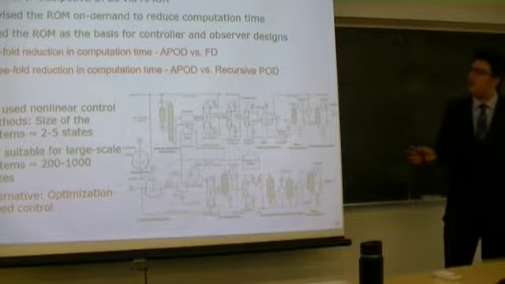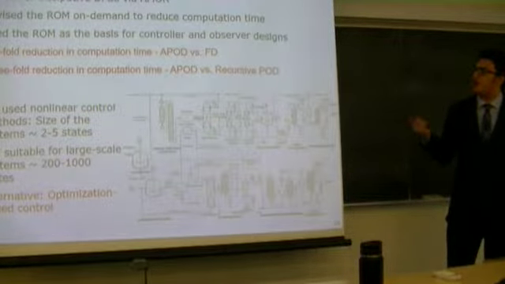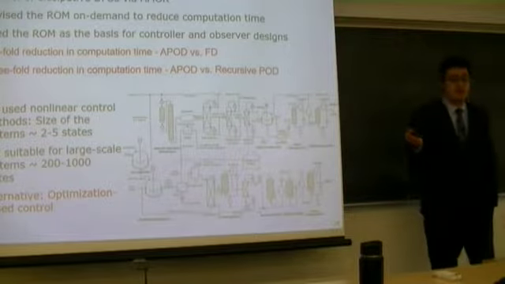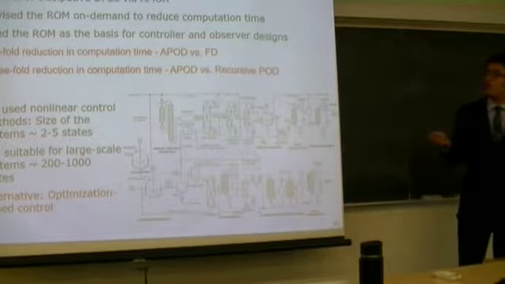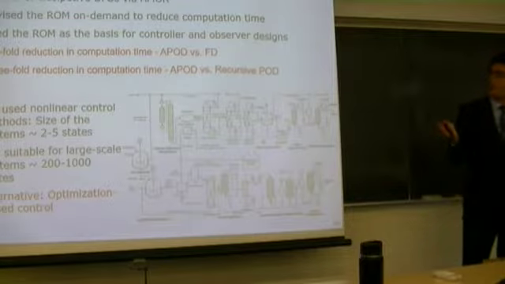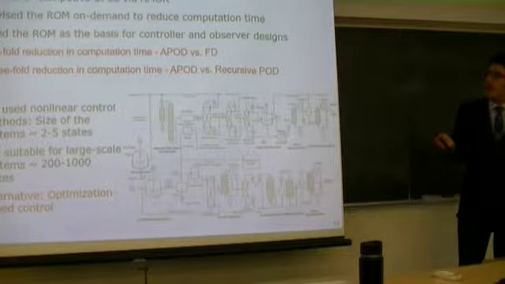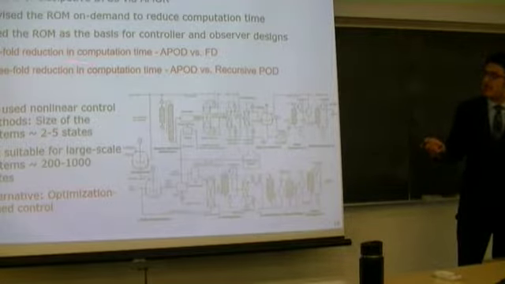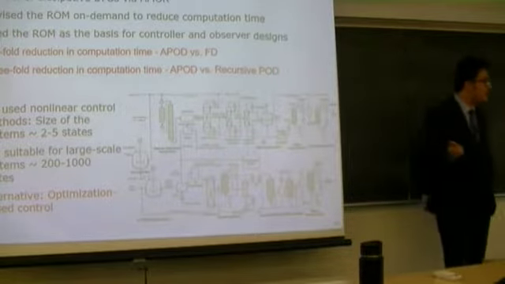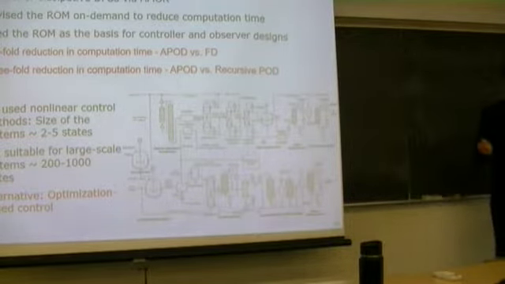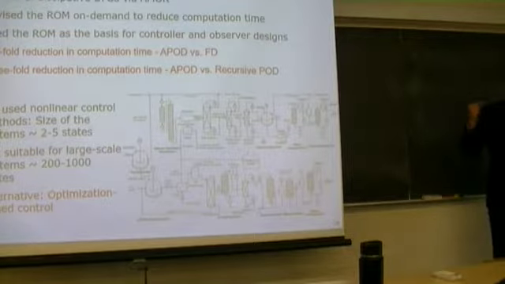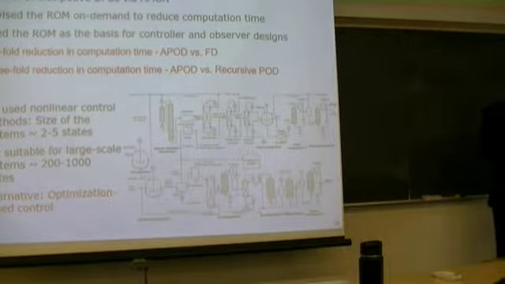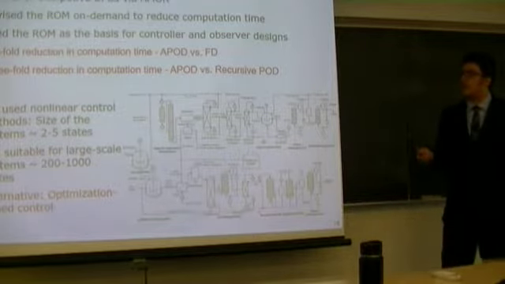To summarize the first part of this talk, I introduced you to the control of distributed parameter systems via adaptive model order reduction. We revised the reduced order model on demand to reduce the required computational time to implement the controller. And we use the reduced order model as the basis for the controller and observer design. This type of methodology results in a 10-fold reduction in computational time compared to using finite difference to discretize the partial differential equation and use it as a basis for the controller.